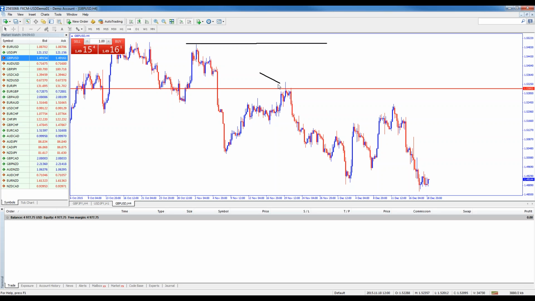So what is a market order? What is a limit order? What is a stop order? What is a take profit? All right, I'm going to show you this, guys. We're using Metatrader 4.